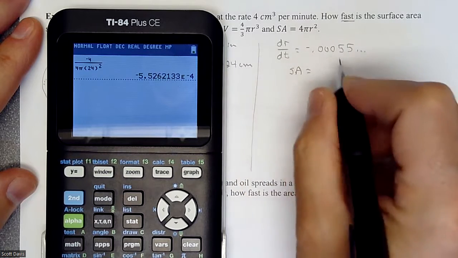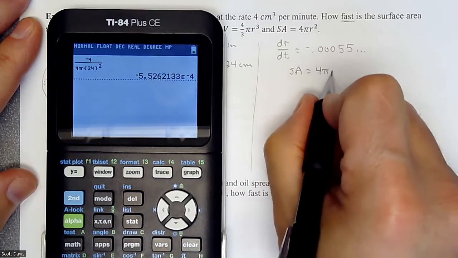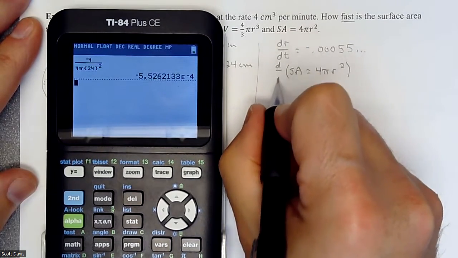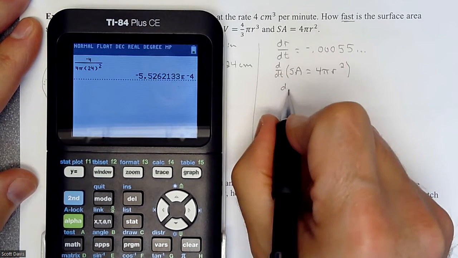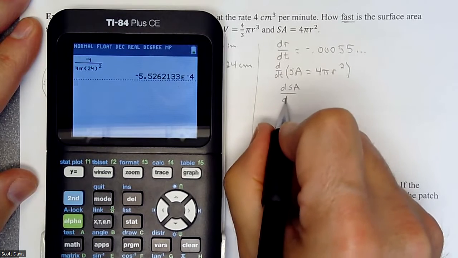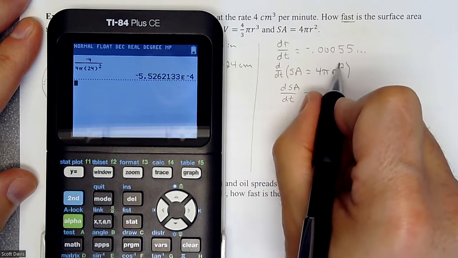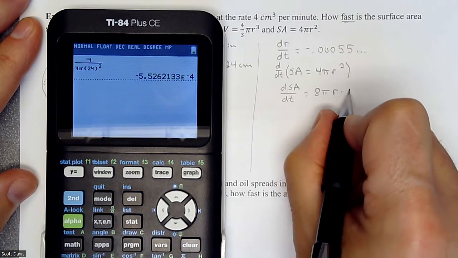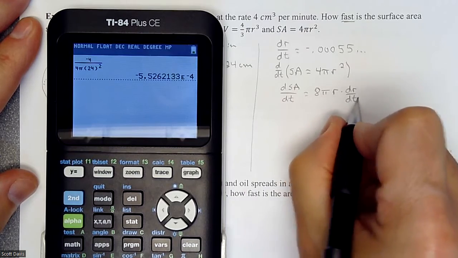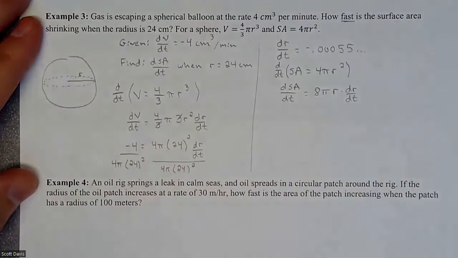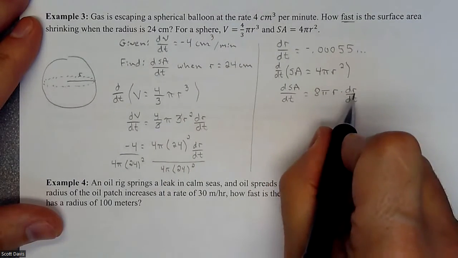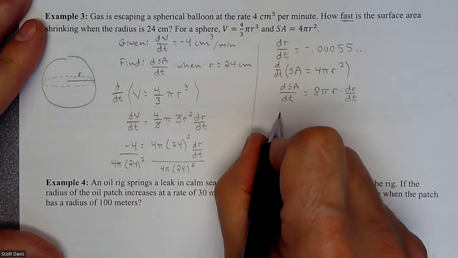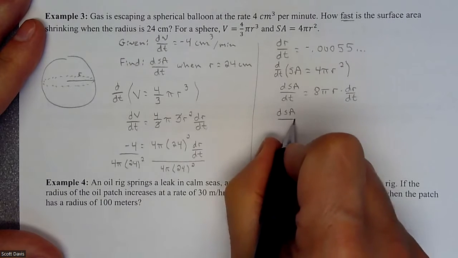So our surface area formula is 4 pi r squared, and we are going to do the derivative with respect to time. So that's going to be d SA dt equals, and if we do the derivative here, that's going to make this an 8 pi r times dr dt. All right. So based on the stuff that we have, a very particular radius, and we also found a rate at which the radius is changing, we can sub all those values in.